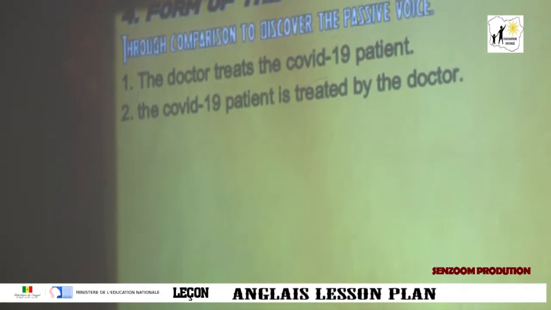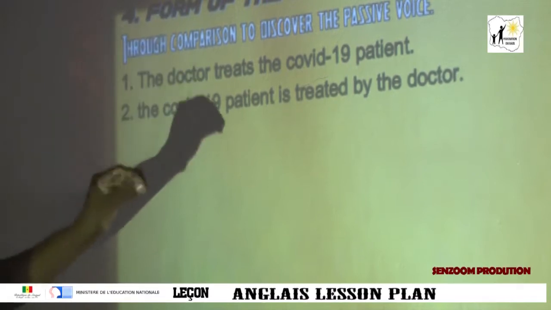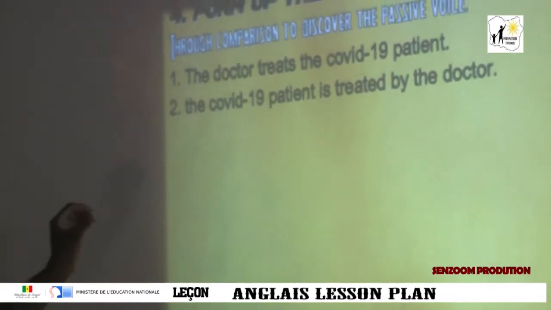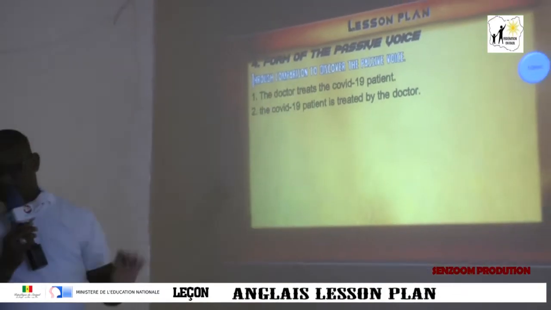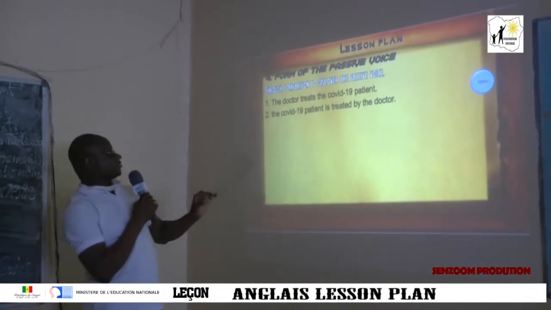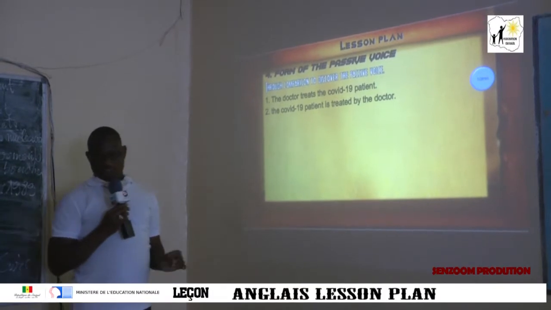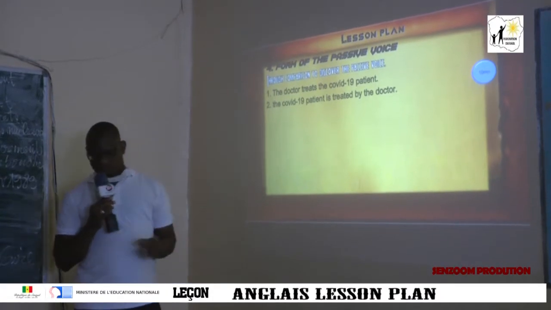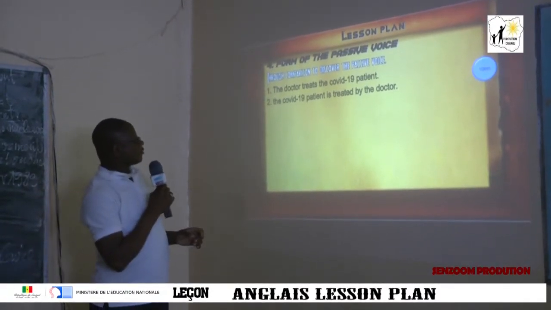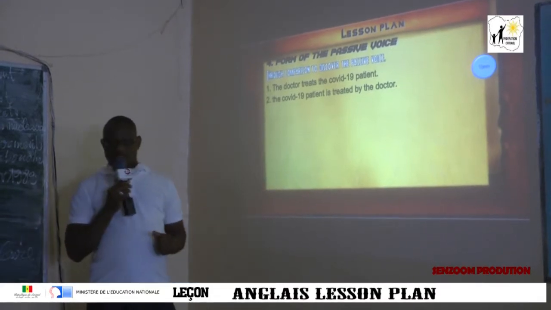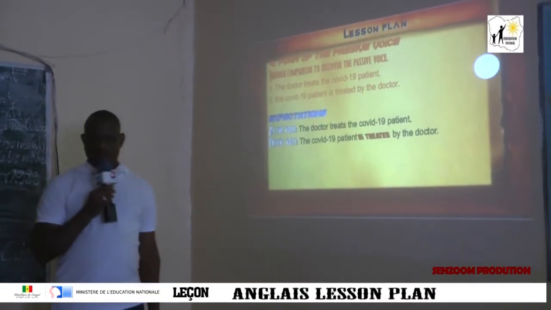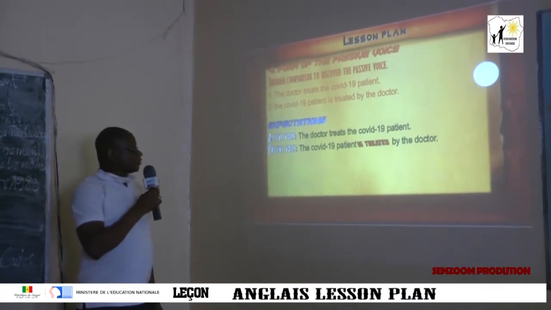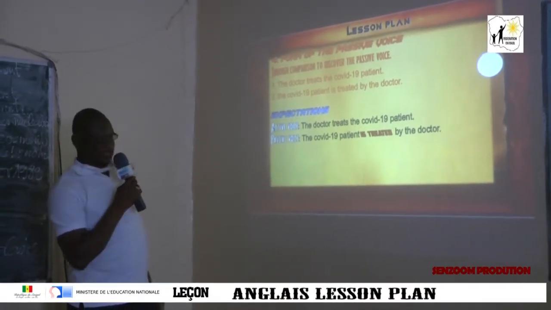So when we compare the two sentences, we see that in the first sentence, the doctor does the action of the verb, and in the second sentence, the doctor becomes the agent, and the object becomes the subject. Here we have inverted the subject and the object. Now let's move to the second part. The form of the passive voice.